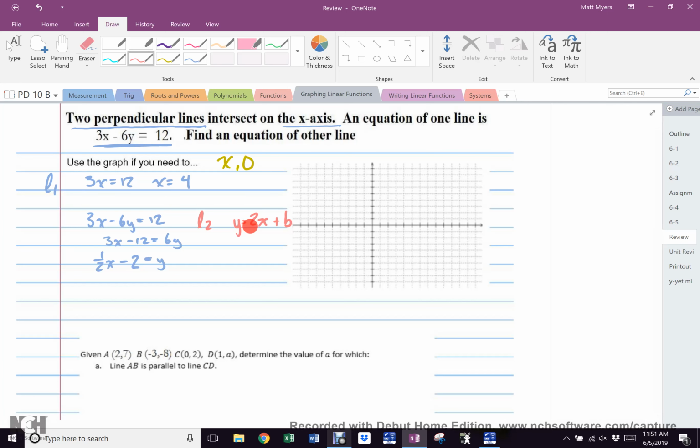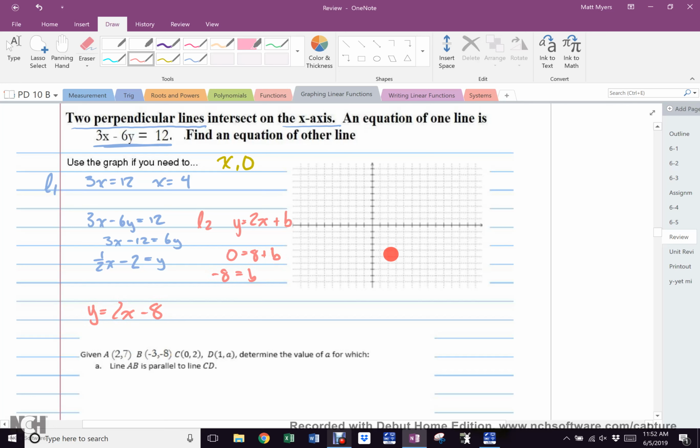He waited patiently. Yes, the x is 4, and what is the y? What's the y? If the x-intercept is 4, what's the y? 0. So 0 equals 8 plus b. b equals -8. So what is line 2's equation? Y equals what? 2x minus 8.